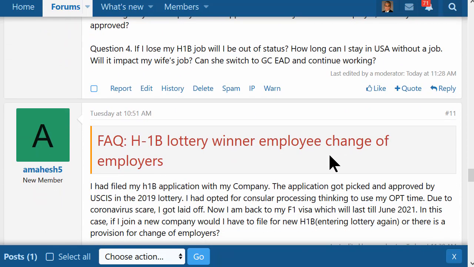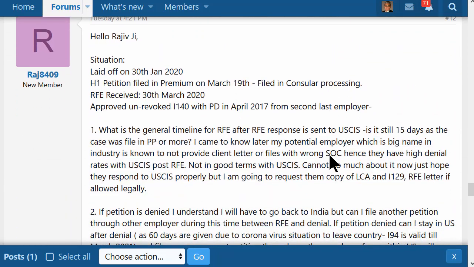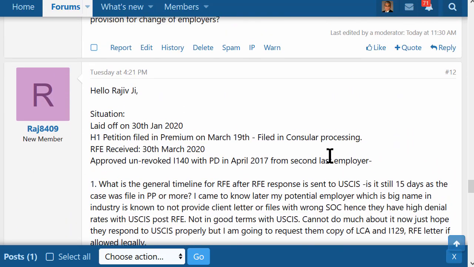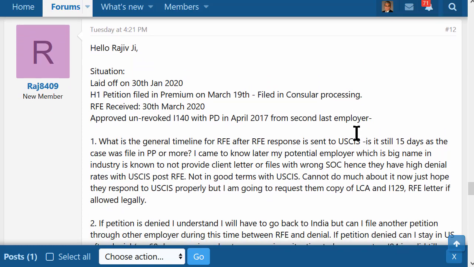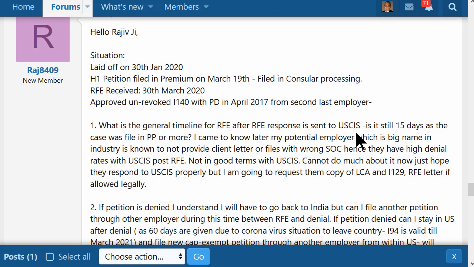Okay. Let's go on to the next non-frequently asked questions. Raj, laid off 30th January, H1 petition filed in premium on March. So that's within 60 days. No, it's past 60 days. 30 January, 30 February. Or is it 30th January to 30 February is 30. Okay, within 60 days. Okay, good. Received 30th March? How did that happen? So January is 31 days, right? So you've got to count the 60 days.